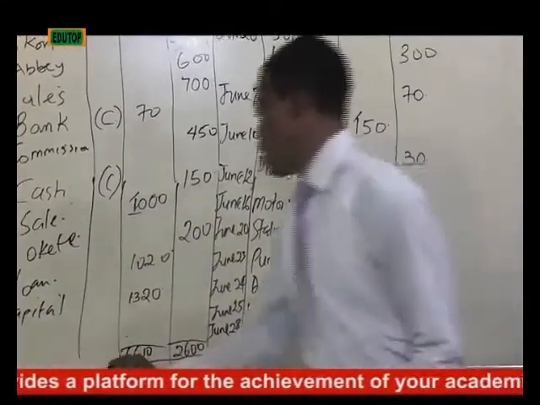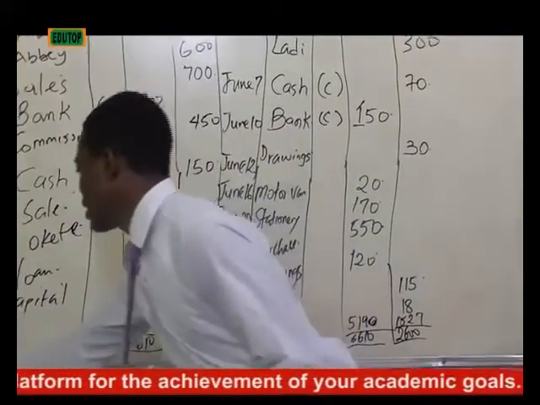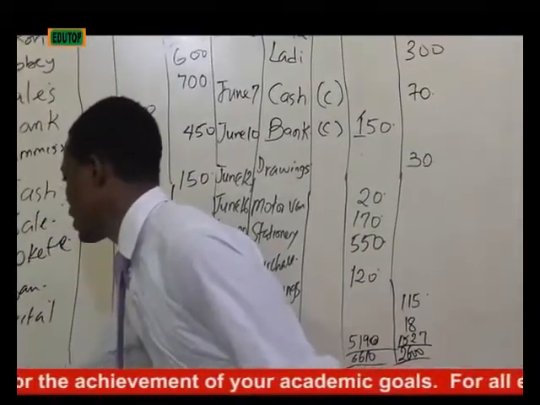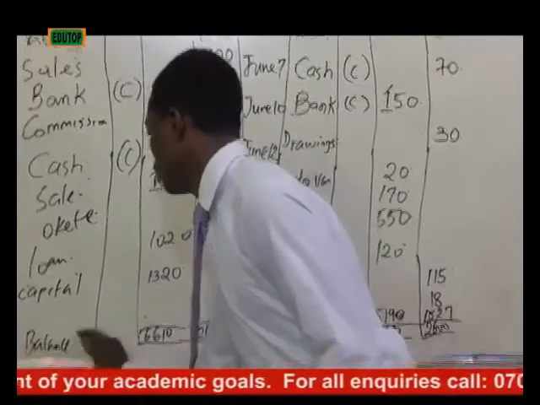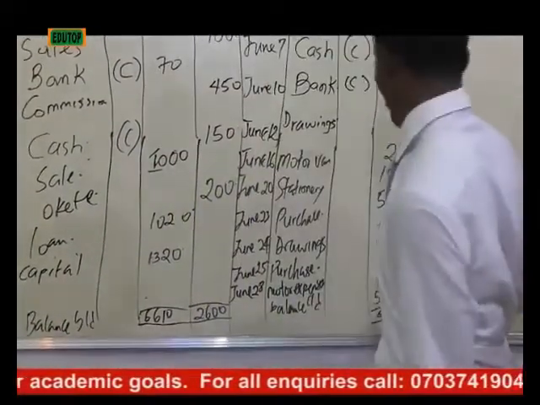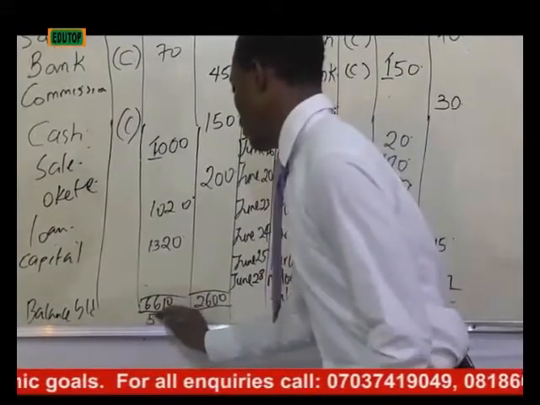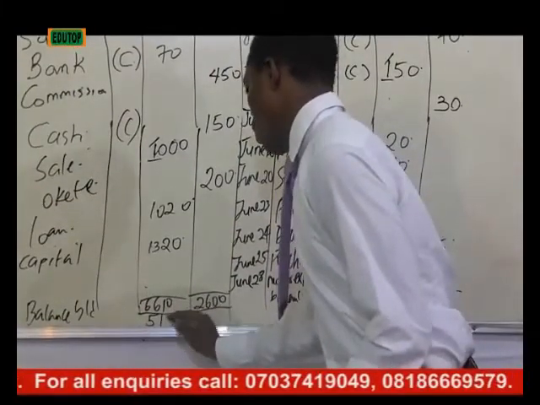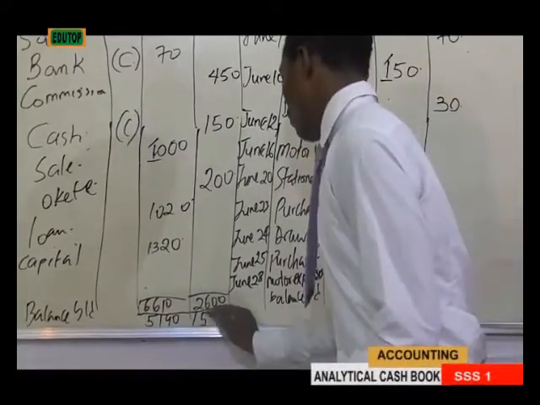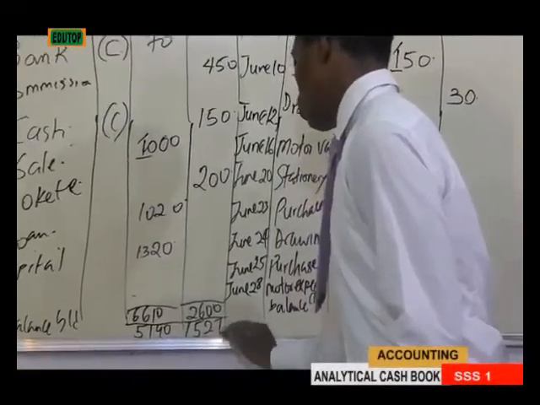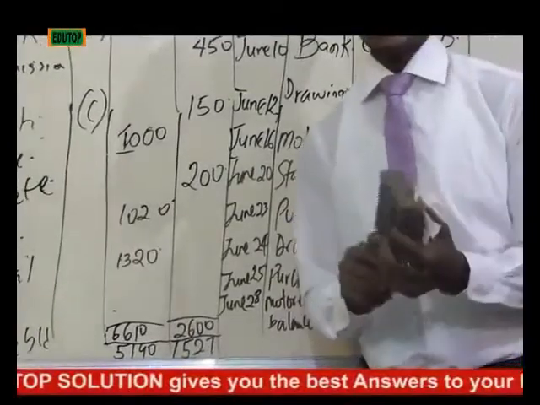Then at the end of the day, we bring it under here: June 30, balance brought down, and you put this under this place, 5,190. Here also 1,527. That is that on the cash book.